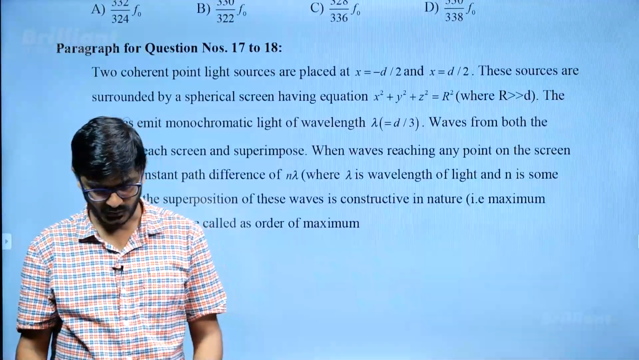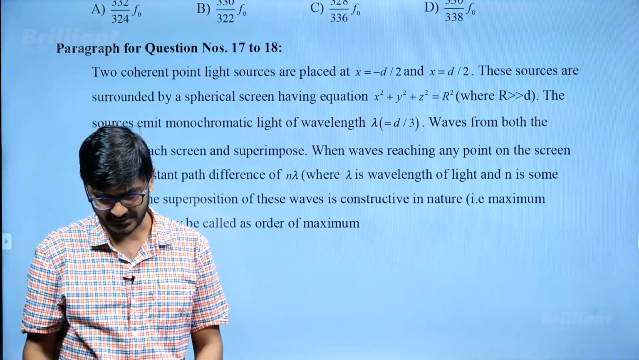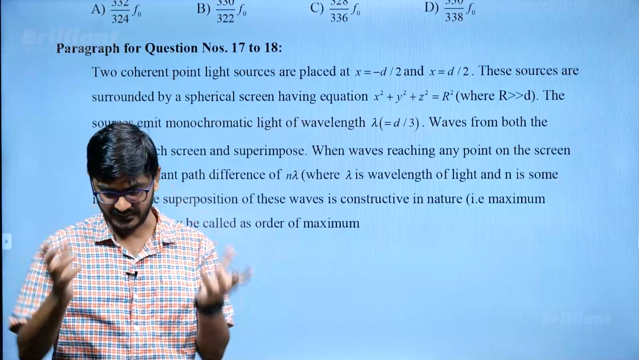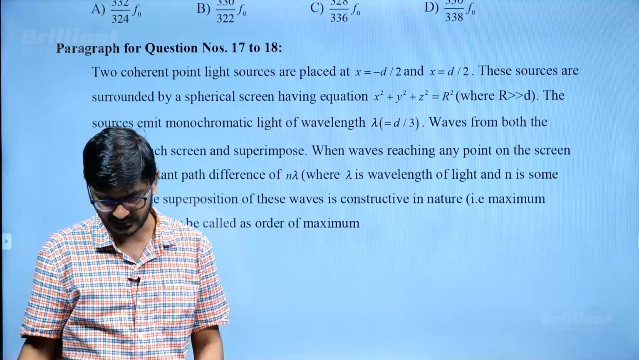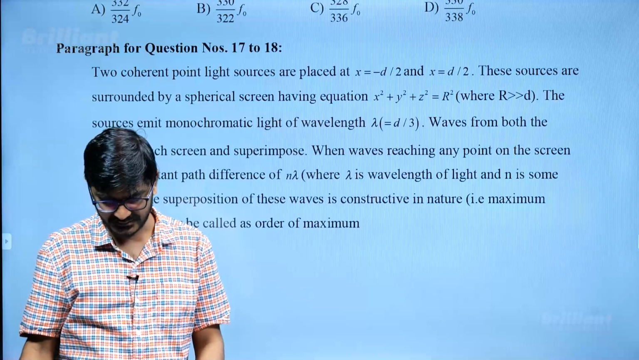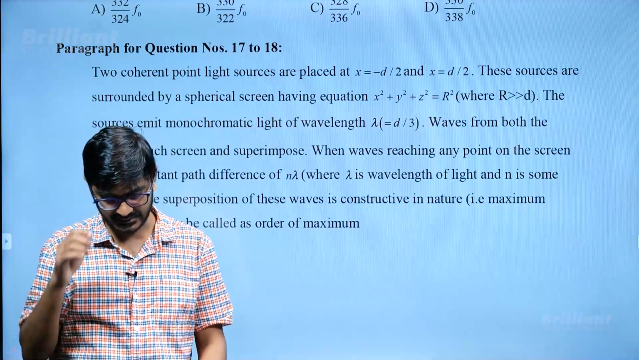In the next question, two coherent point light sources are placed at x equals to minus d by 2 and plus d by 2. These sources are surrounded by a spherical screen having equation x square plus y square plus z square equals to r square. The source emits monochromatic light of wavelength d by 3. Waves from both the sources reach screen and superimpose.